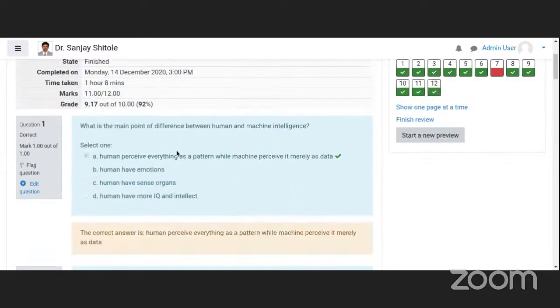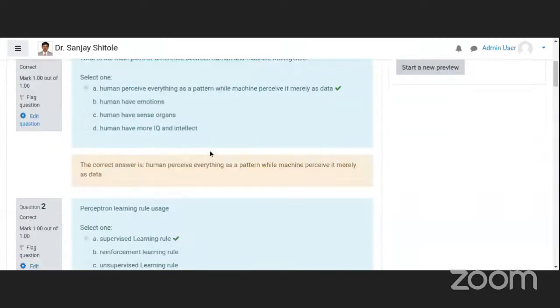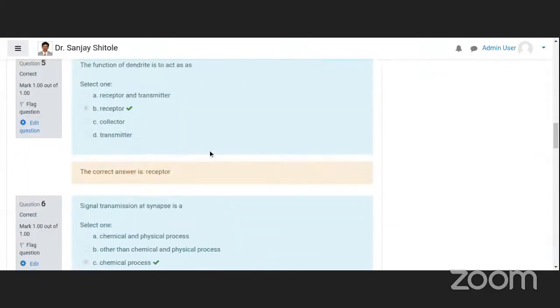Okay, so 1. And how many marks we got it? One answer is incorrect. So that's why 9.17 out of 10, 92% marks we got it. The group activity. So this is a group learning. Okay, one way of learning or a quick revision. So in the 10 minutes we did it.